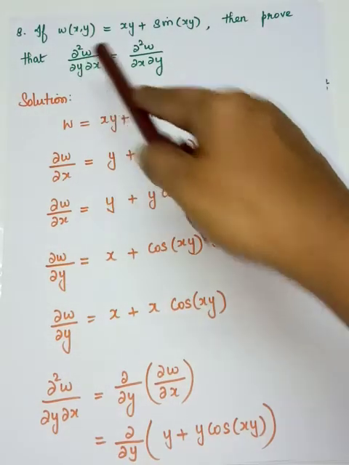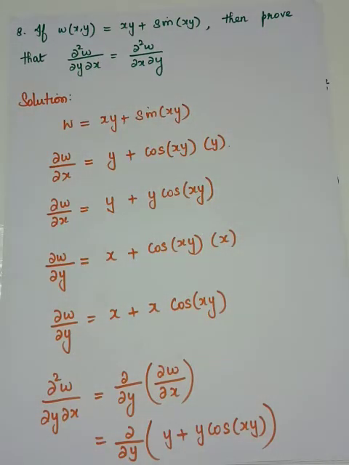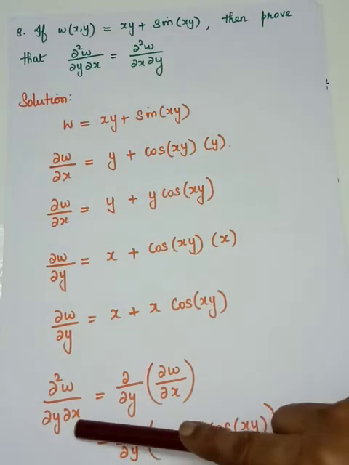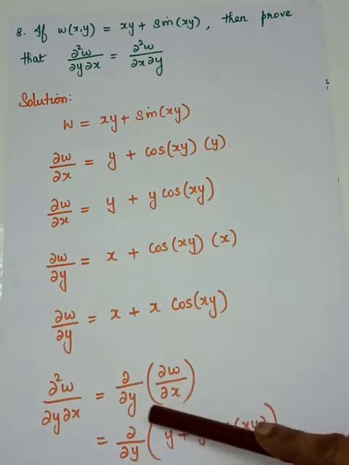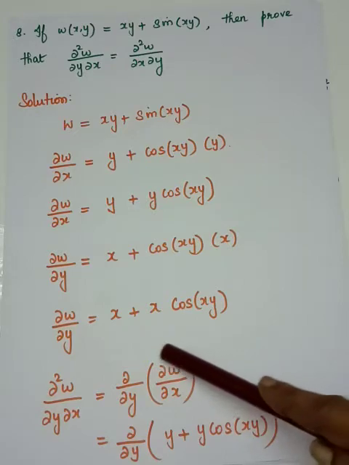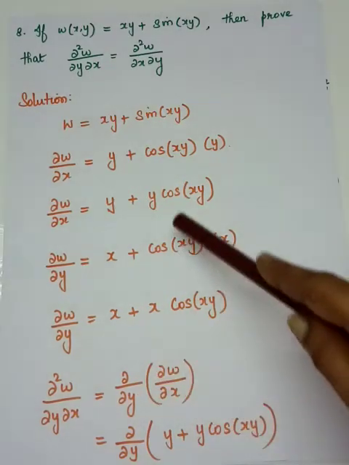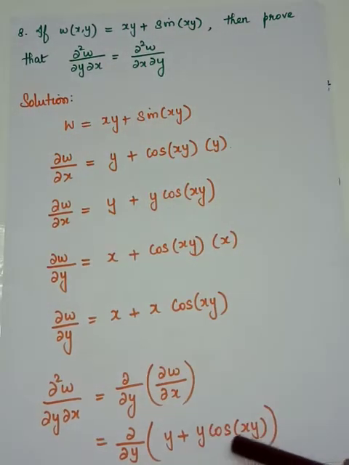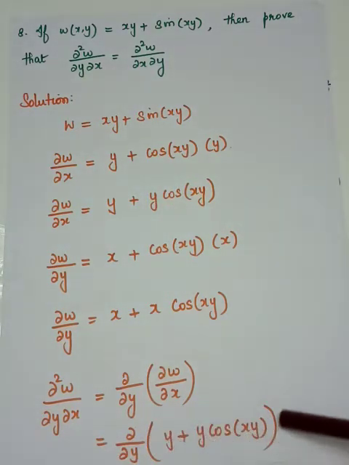So what is asked first? Dou square w by dou y dou x. How will it be split? As dou by dou y of dou w by dou x. What is dou w by dou x? It is here, it is written. So what do you have to do now? What is the meaning of this step? You have to differentiate this partially with respect to y.